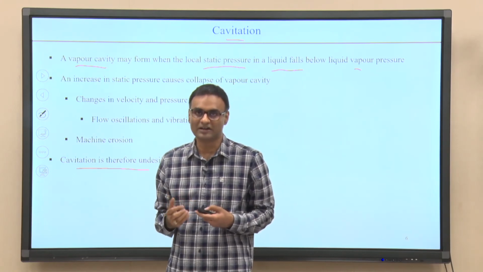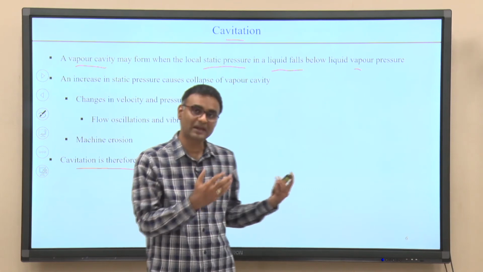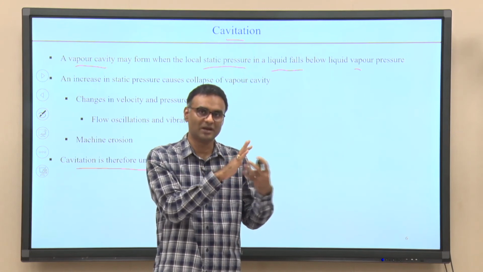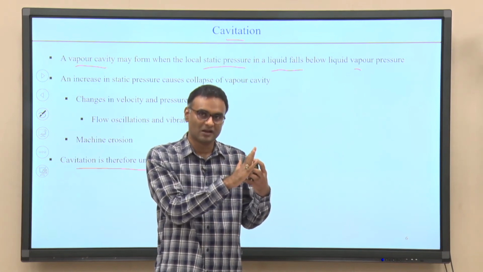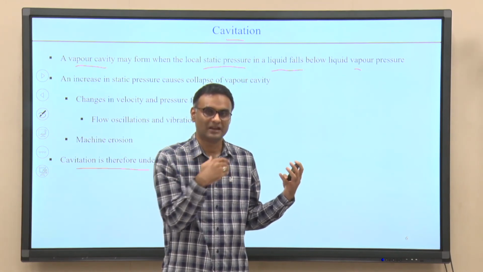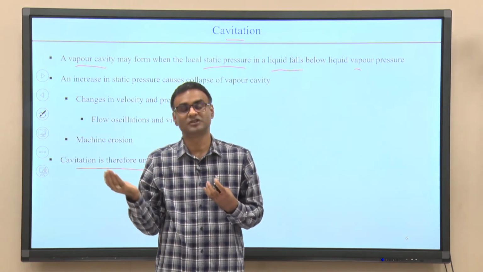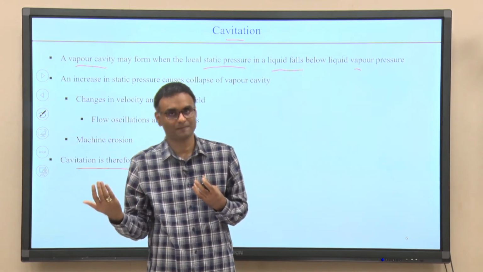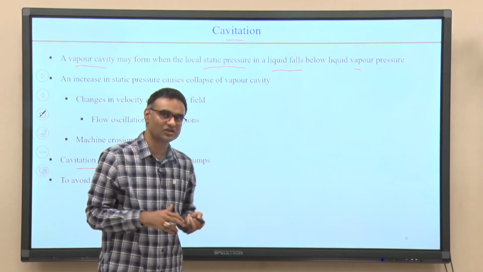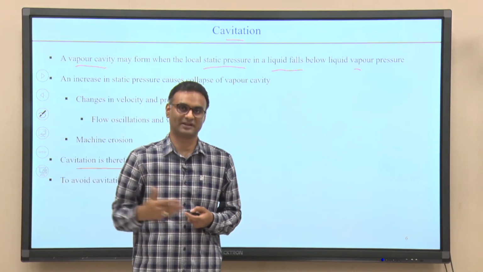Now, if we need to avoid cavitation in the pump, we need to make calculations of the minimum pressure that should be present at the inlet, so that cavitation does not occur in a pump. Now, this will depend on the fluid, because different fluids have different vapor pressure. It will also depend on the temperature, because the vapor pressure at a particular temperature is the saturation pressure at that temperature.